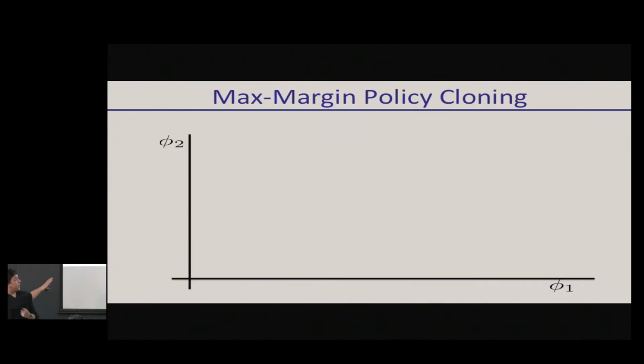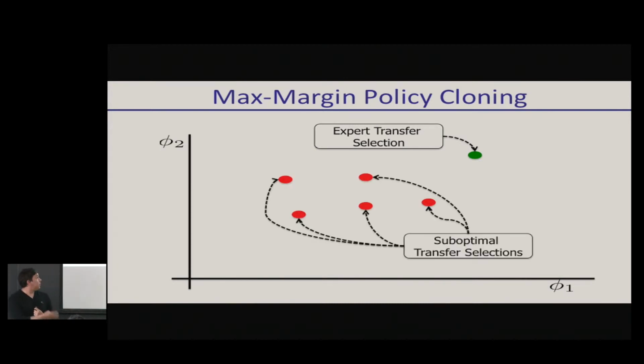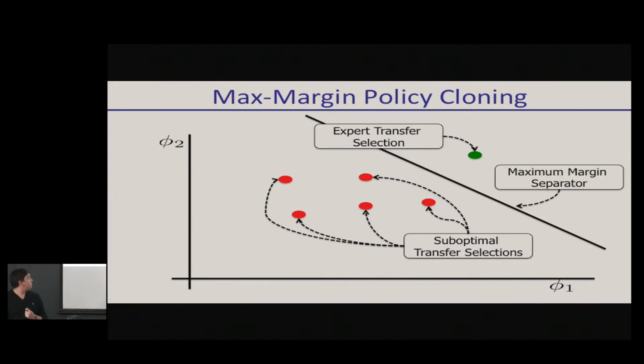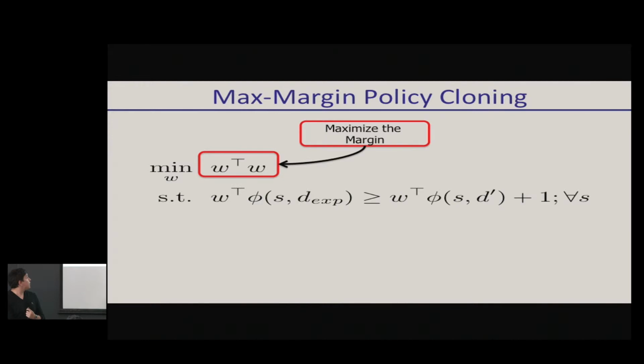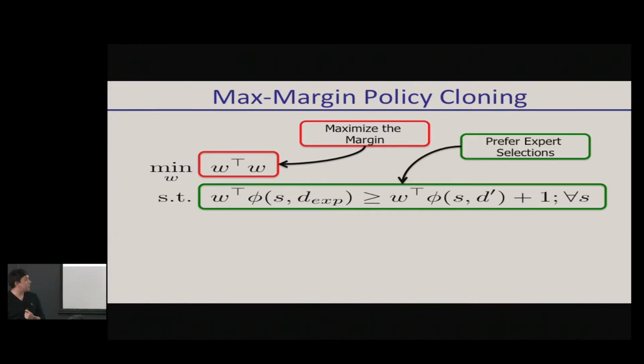So we featurize the combinations of a state and a demonstration, and maybe some properties of the trajectory transfer. And then we have humans just say, okay, in this state, transfer this demonstration. In this state, transfer that demonstration. And then we can compute what the other opportunities could have been and find a maximum margin separator. So this corresponds to this optimization, where this says maximize the margin, and this says prefer the expert selections.